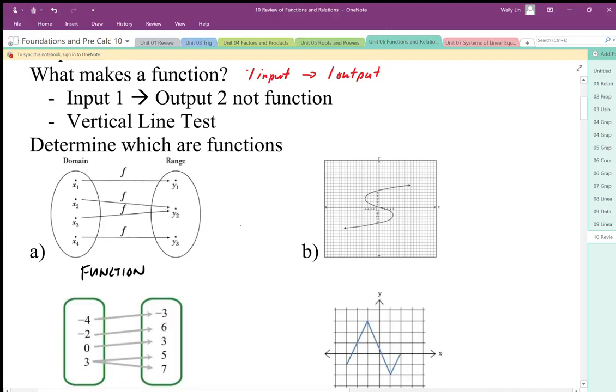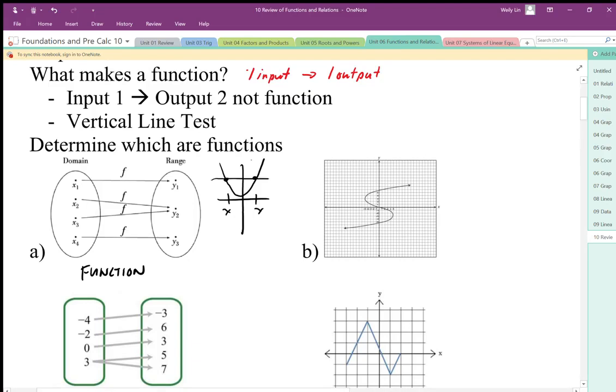This is a situation where we have two different x's mapping onto the same y. So a parabola is a function because it's two different x's mapping onto the same y. That's okay.